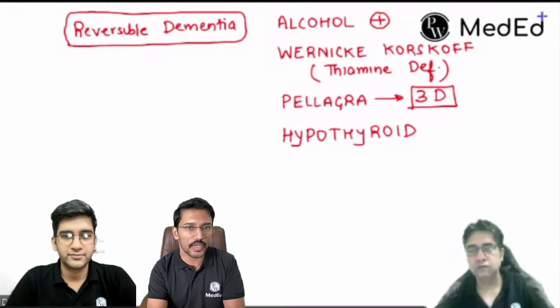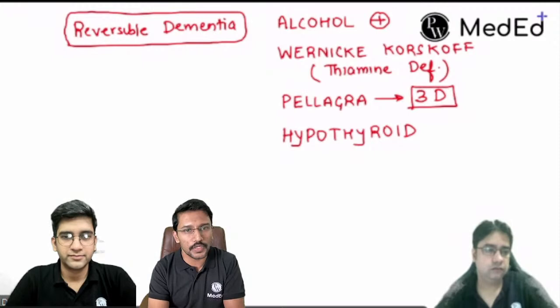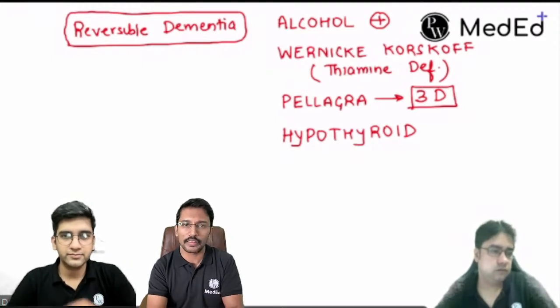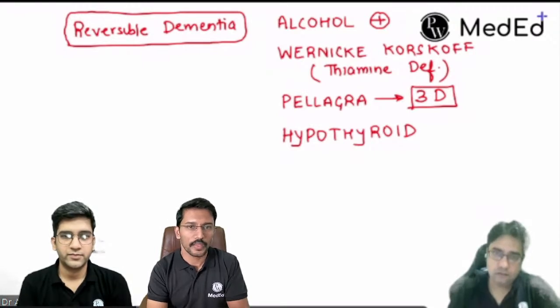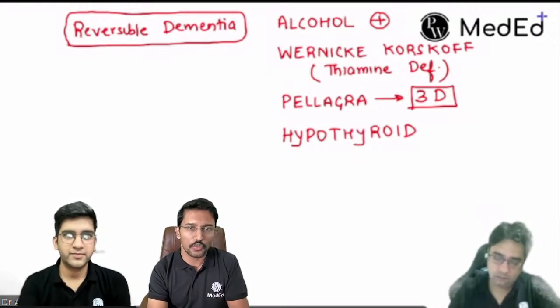Okay, so with this basic understanding, we'll start with the first neurodegenerative disorder for today, that is going to be Alzheimer's disease. Okay, so let me give you a brief introduction to what is Alzheimer's disease, and then Dr. Ranjith will discuss the pathology of Alzheimer's disease.